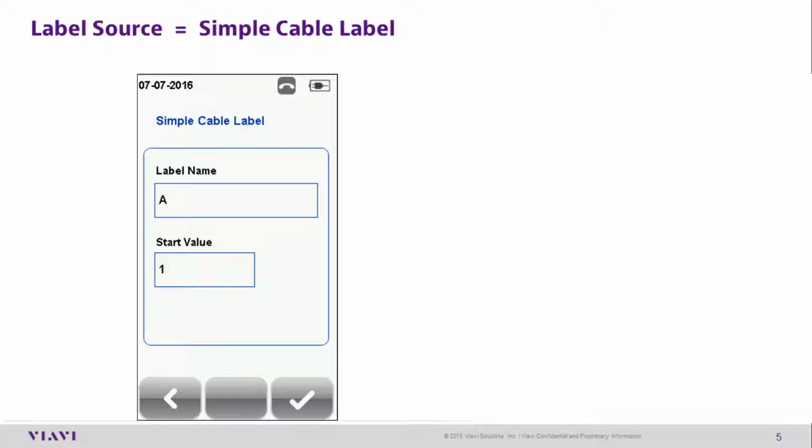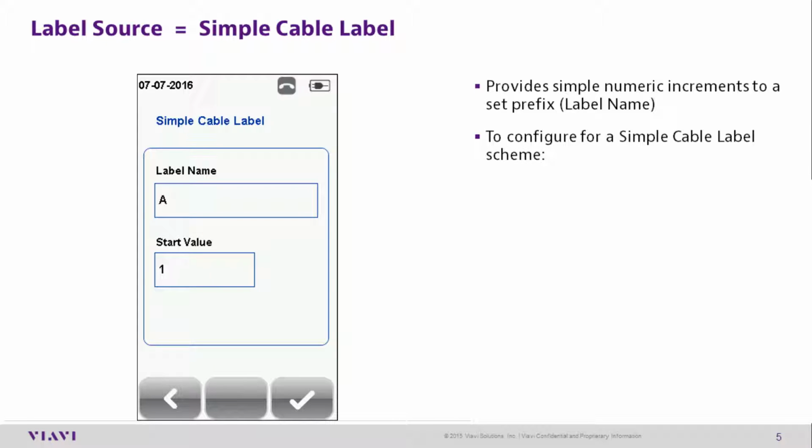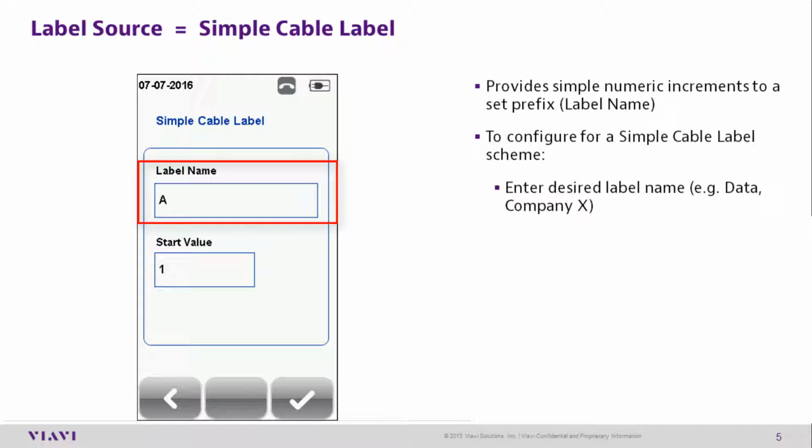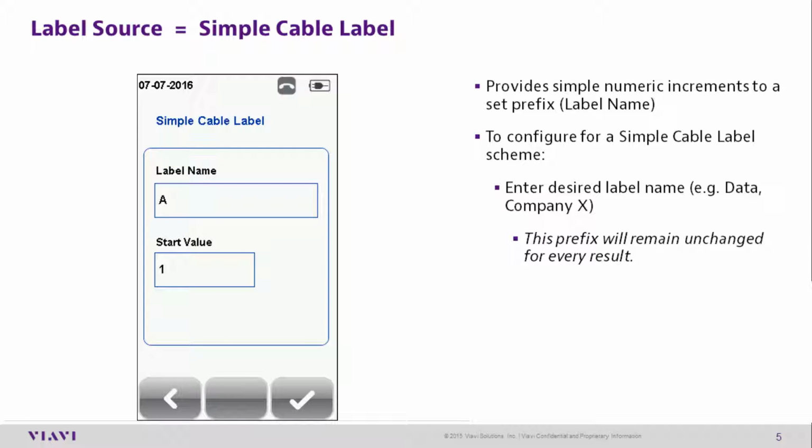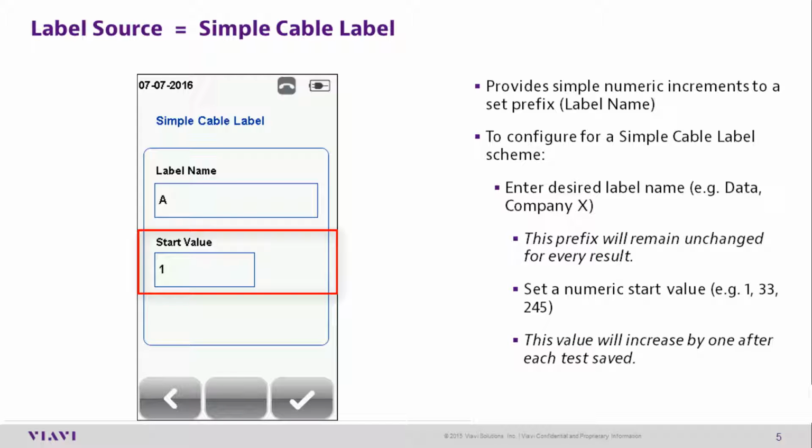Simple cable label. This provides a simple numeric increment with a set prefix such as Alpha or Bravo. To configure for a simple cable label scheme, enter the desired label name. This prefix will remain unchanged for every result. Set a numeric start value. This value will increase by 1 after each test saved.